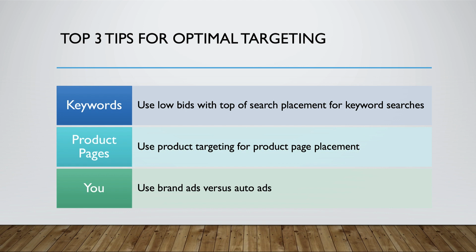Using ASINs for product page targeting over using the keywords can be useful with that too. And using brand ads versus auto ads. Or if you are using auto ads, negative target yourself and use brand ads for targeting yourself. So two bonus tips on that is utilize your negative keywords. You control where you're going to be shown if you use negative keywords, because you won't be shown there.